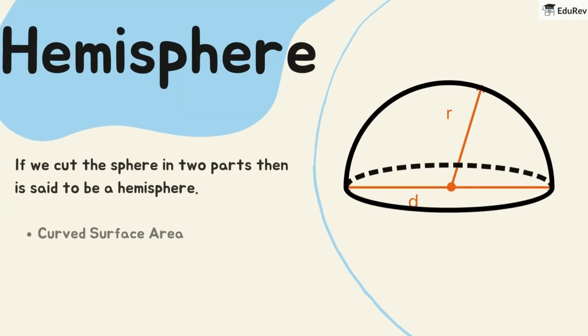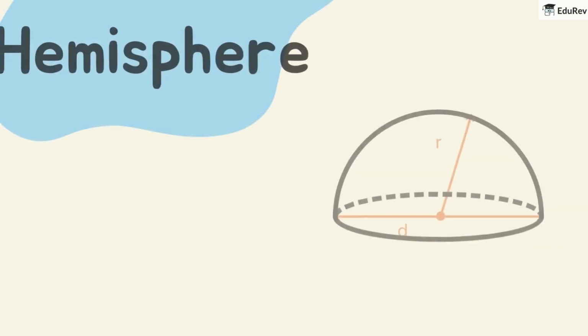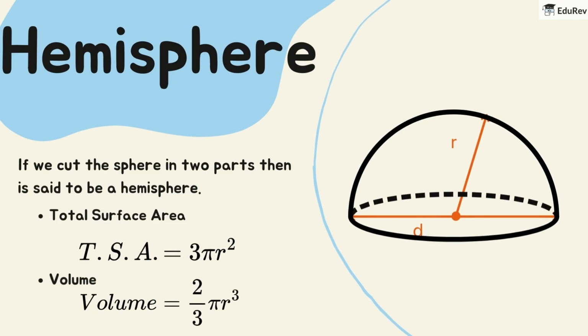If we cut a sphere into 2 equal parts, we get a hemisphere. The curved surface area of a hemisphere is 2 times pi times the square of the radius. The total surface area of a hemisphere is 3 times pi times the square of the radius. The volume of a hemisphere is 2/3 times pi times the cube of the radius.